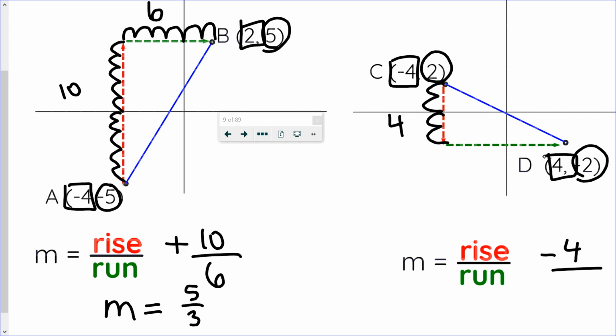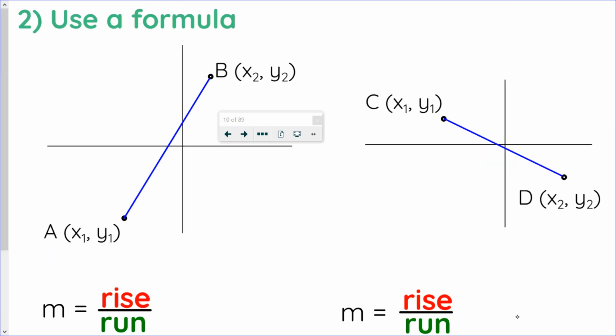So I have to move over 1, 2, 3, 4 to get to 0, and another 4, 1, 2, 3, 4 to get to 4. Altogether, I'm running 8. So my slope is -4 over 8, which in lowest terms is -1/2. So that means to go from point to point on this line segment, I just have to go down 1 over 2, down 1 over 2, and I can generate multiple points that have the same slope on that line segment. A second way we can figure out slope is to use a formula.